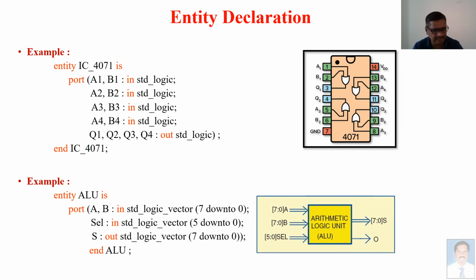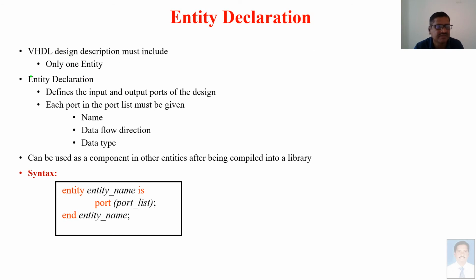Here is another example of the entity declaration. What is the standard format of the entity declaration? I will go back. I will repeat once again. It is entity, followed by the name of the entity, is, then port, and then port list, and then end, and finally the name of the entity. Whatever we have here, the same should be here.